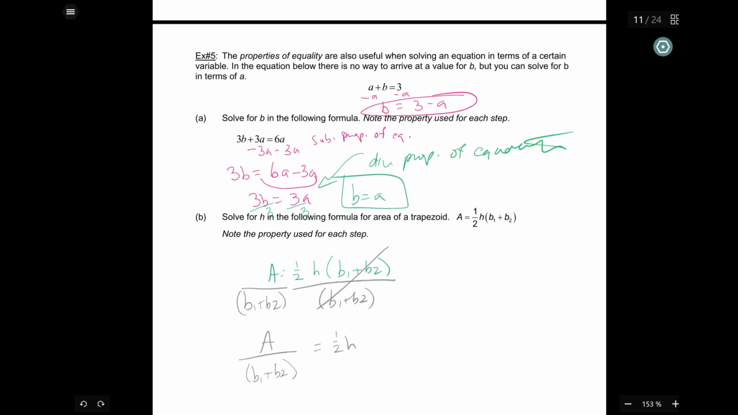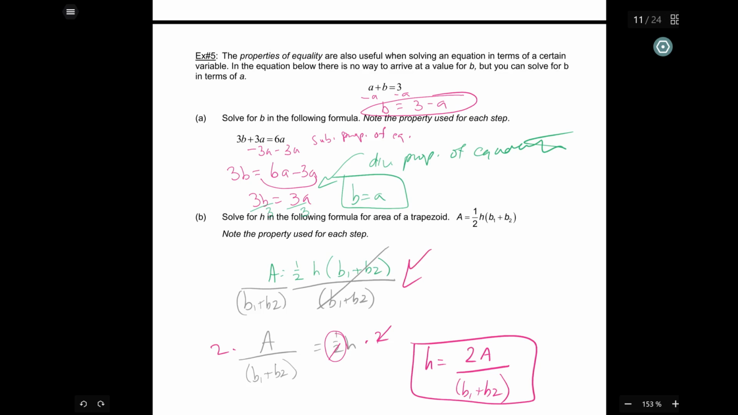So what I can do is just multiply by 2 on both sides. Because this 1/2 secretly is just taking h and dividing by 2. So if I do the opposite operation of division, multiply by 2. So h is equal to 2 times the area divided by the addition of the bases. Cool. Alright, so I need to note the property used. Here I use the division property of equality. And the same thing here, I did the multiplication property of equality.